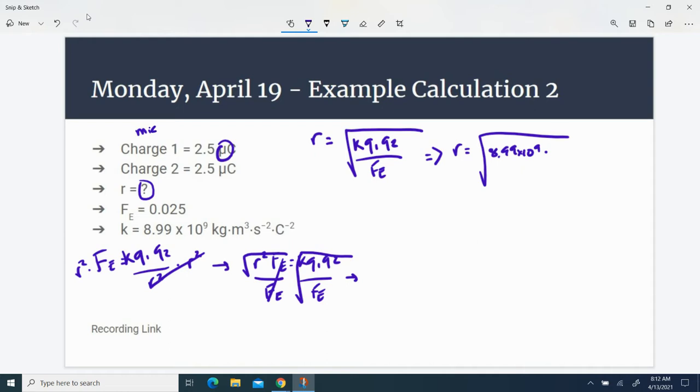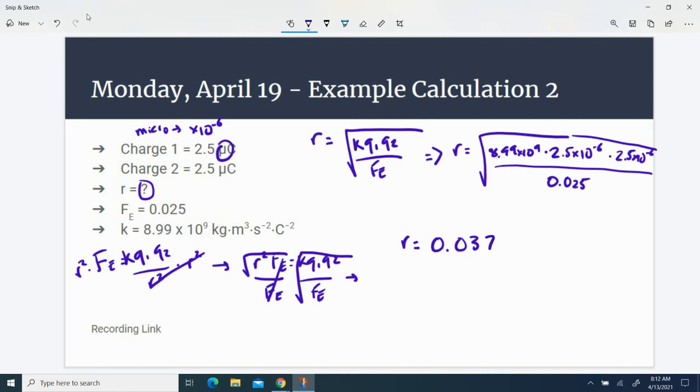And remember, micro is the same thing as times 10 to the negative 6th power. So that means I'm left with 2.5 times 10 to the negative 6. So that's Q1. And then we multiply it by that same thing again because the second charge is identical. So 2.5 times 10 to the negative 6th. Barely fit it in. And then we're going to divide that by our force, which is 0.025. When I plug that into the calculator, I get a value of r equals 0.037 meters.